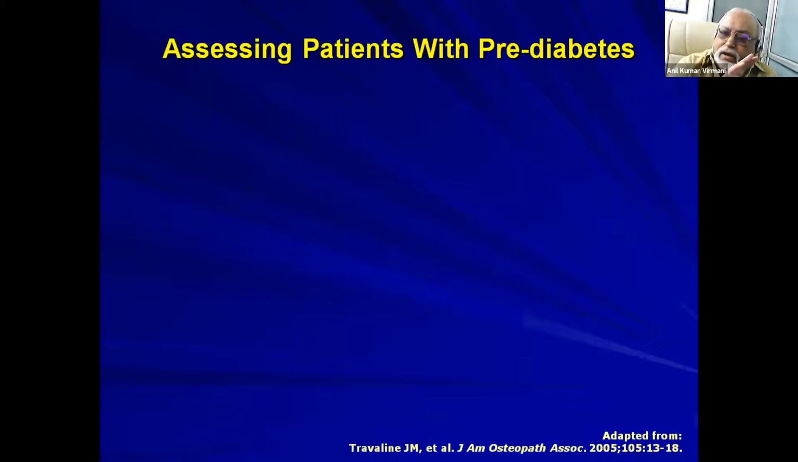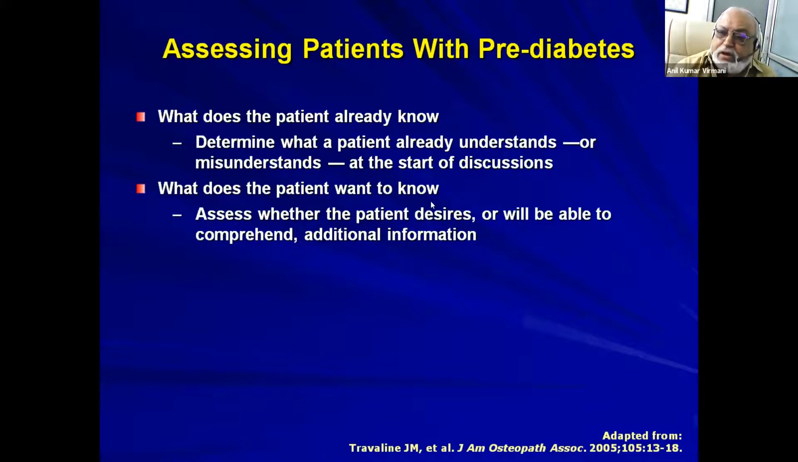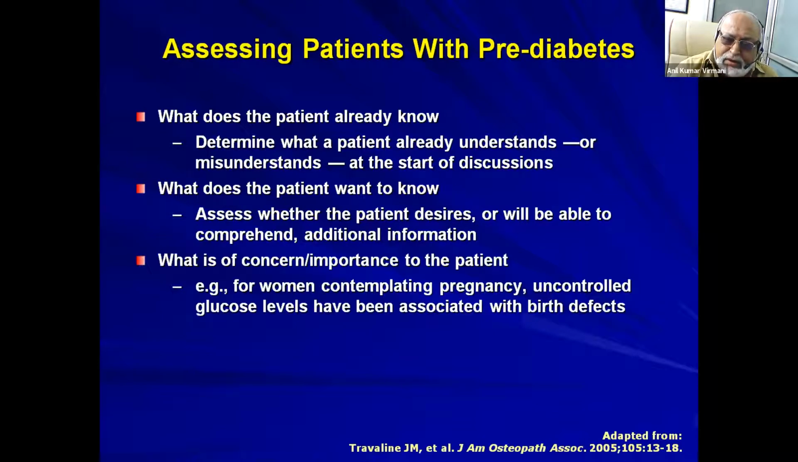So having given you the data behind, how do we approach the patient? It is very important to assess these patients. We want to know what the patient already knows, and what he understands or misunderstands right at the start of the discussion. What does the patient want to know? Assess the patient's desires, whether he or she will be able to comprehend additional information, whether he is able to understand the meaning of prediabetes or the difference between prediabetes and diabetes. And what is more of concern or importance to the patient?